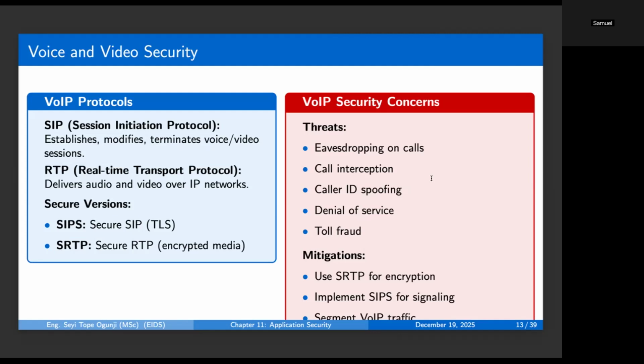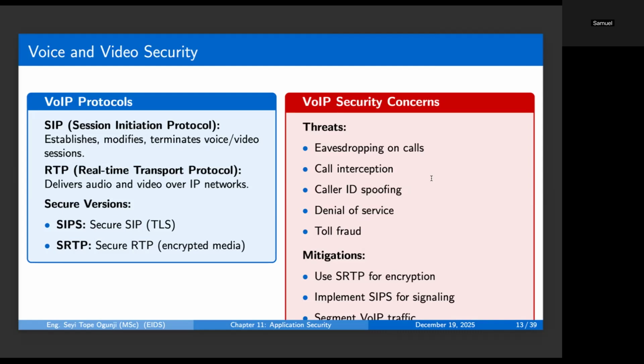So we have some versions, just like in other protocols we have looked at. We have secure versions and we have insecure versions. Where we have no S, it's not secure, but we have SIPS, for instance, which means secure SIP. That means a TLS layer, a TLS mechanism, is added. That's why we have SIPS. Then we have SRTP, which is secure real-time transport protocol. That means we have encrypted media.